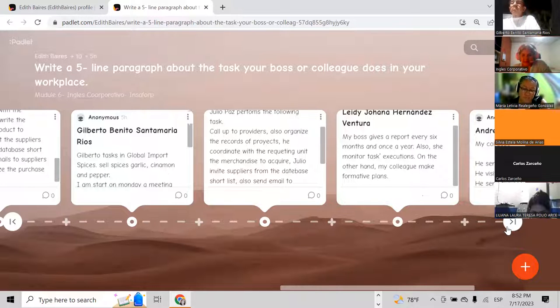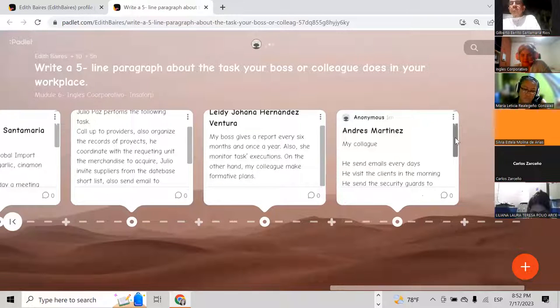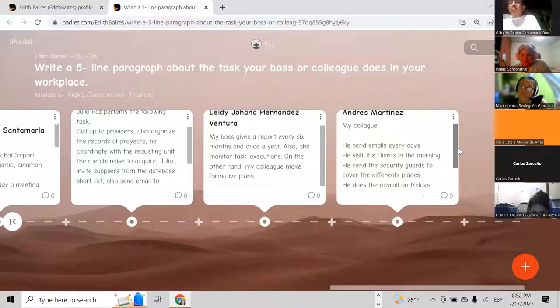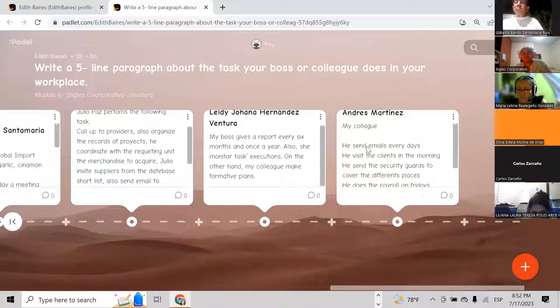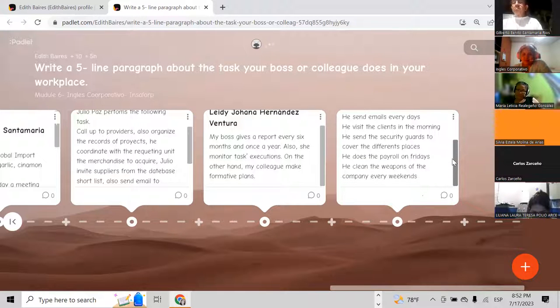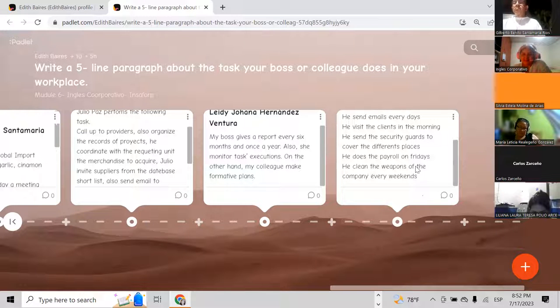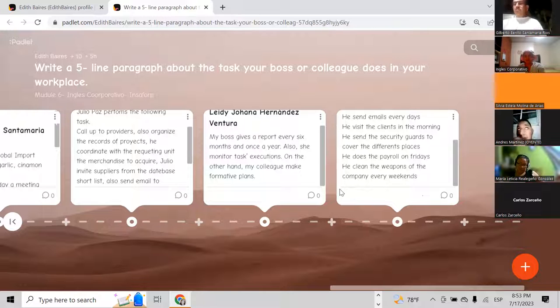Okay, thank you so much to the ones that participated. Okay, Andres says he sends emails every day. He sends. Is missing the letter S. He visits the clients in the morning. He sends the security guard to cover the different places. He does the payroll on Fridays. He cleans the weapon of the company every weekend. Okay. Just is missing the letter S and punctuation.